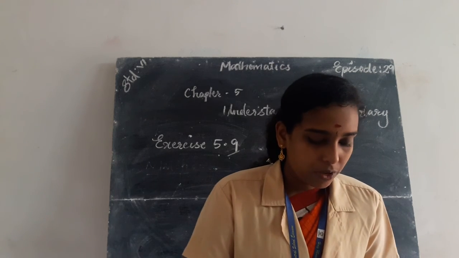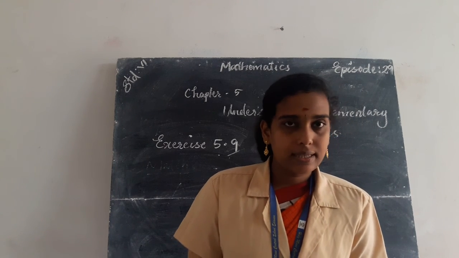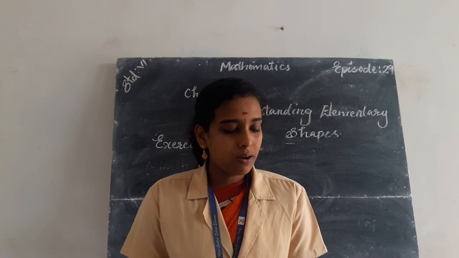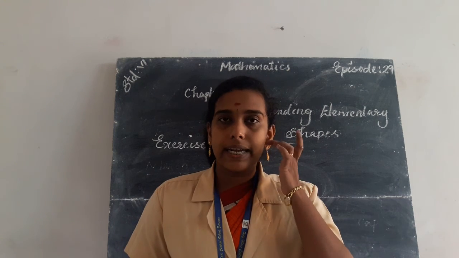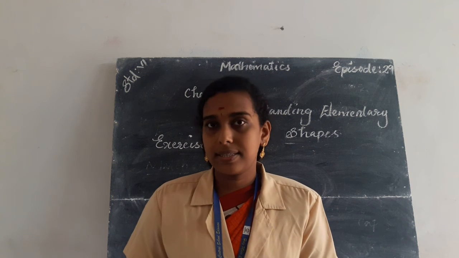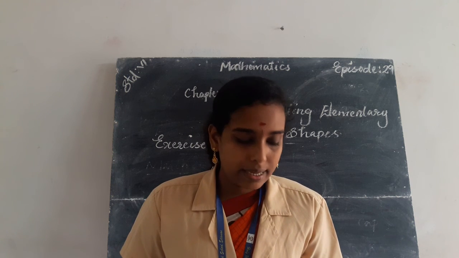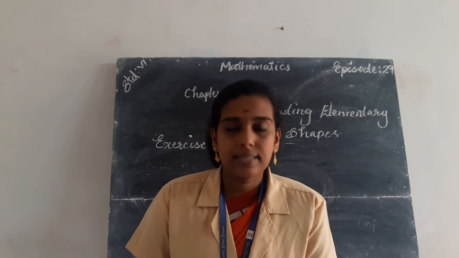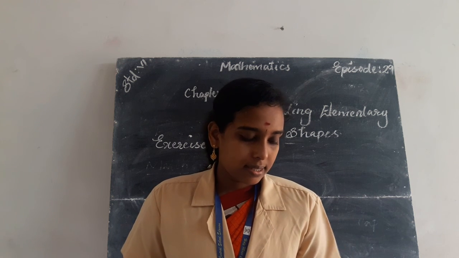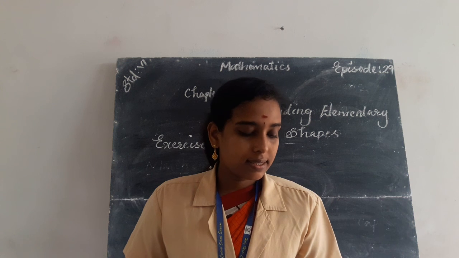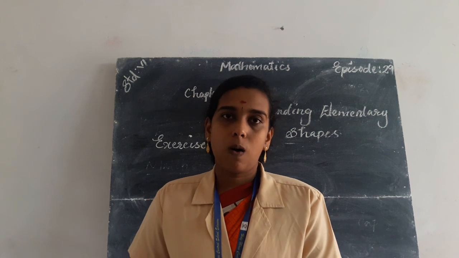So our fifth chapter is over. In this chapter we discussed some related shapes, and also studied angles and their types, triangles and their types, and polygons and their types. All the exercises are based on these categories. So we have discussed all the exercises of the chapter.